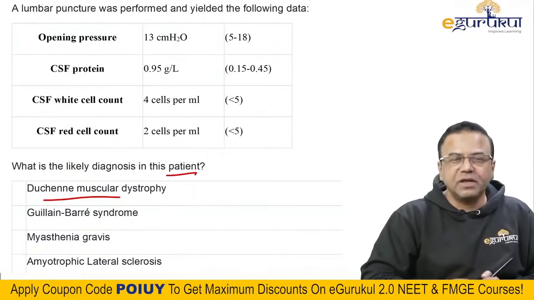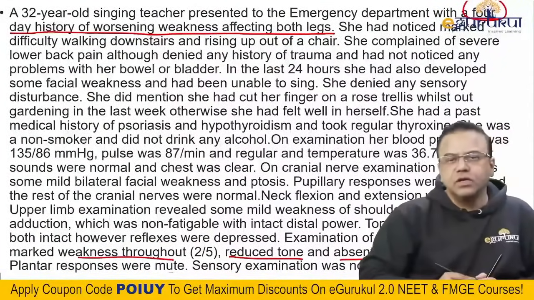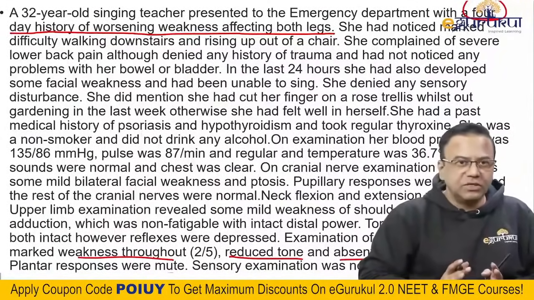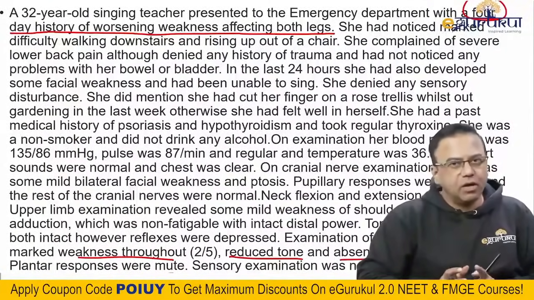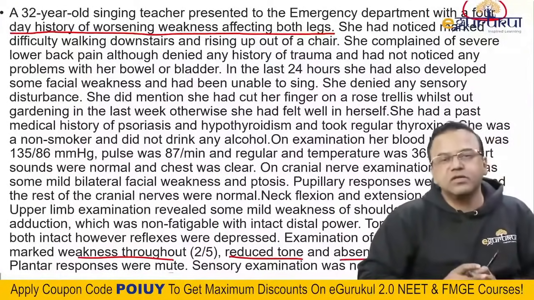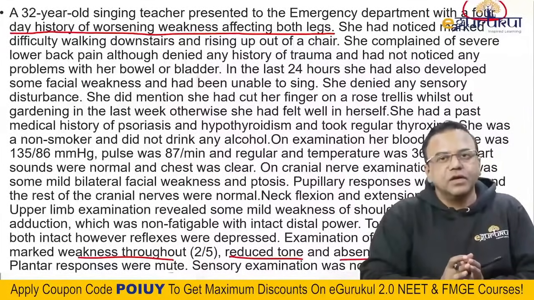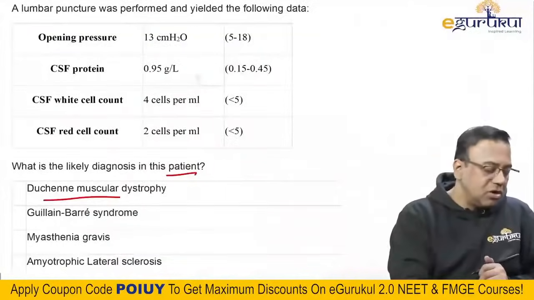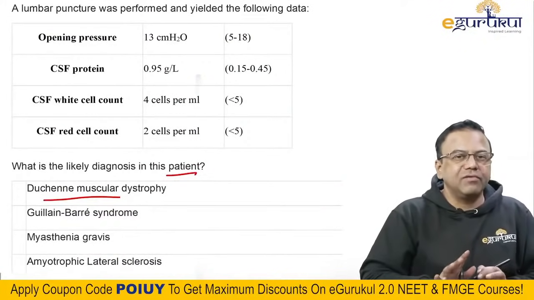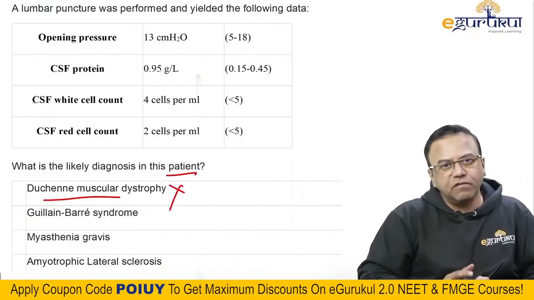Also, Duchenne's typically involves children. Look at the age over here. This is a 32-year-old person. So if you get an older person like this, typically by 12 years, the patient with Duchenne's is going to be bedridden, wheelchair bound, right? By 12 years, the patient cannot walk independently and they'll be wheelchair bound. That's not the case. 32-year-old, 4-day history only, definitely it's not Duchenne's. So just see how easy it is to rule out these kind of choices.